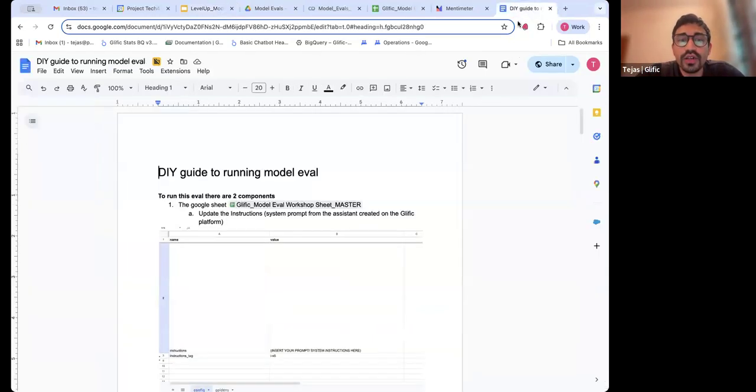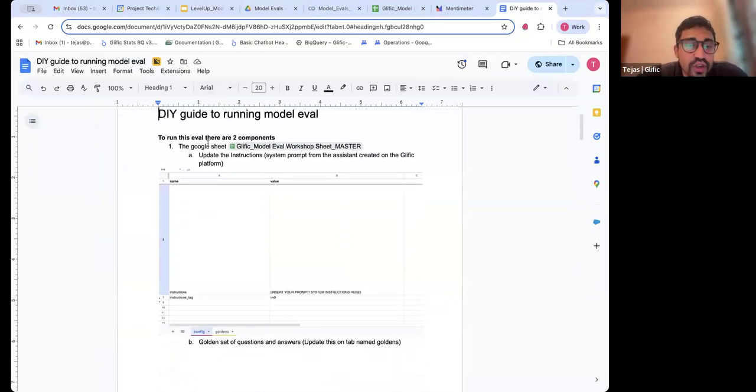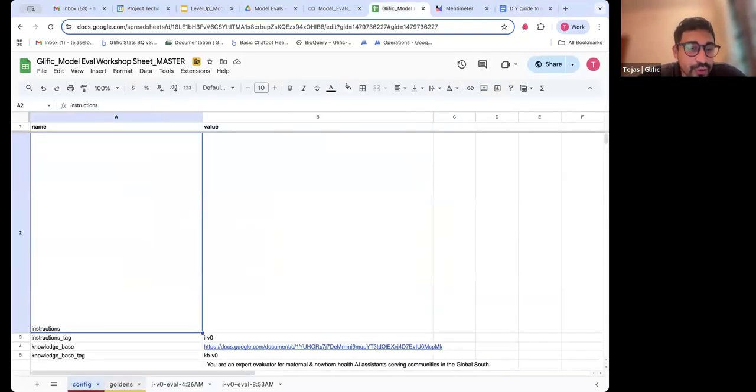Now we'll go over to a quick demo of how you could do this. We'll share a document with the steps for you to replicate this. The first part of it will be a Google Sheet. The Google Sheet will look something like this. It will have two tabs, config and goldens.